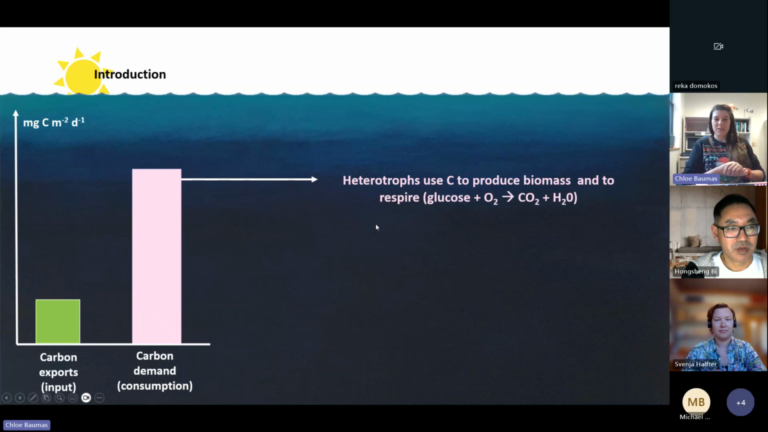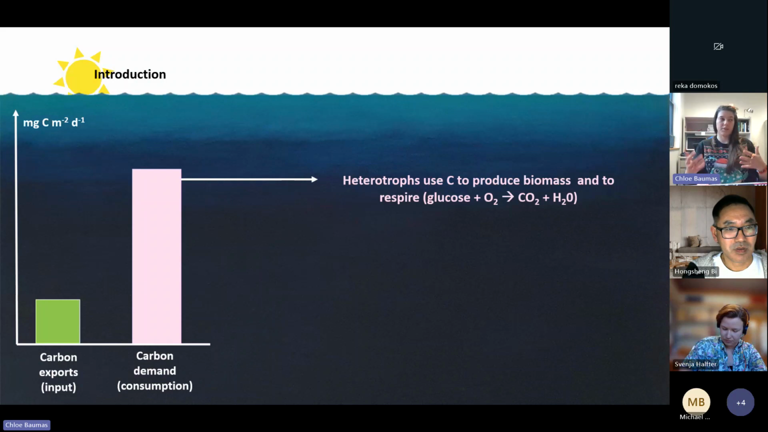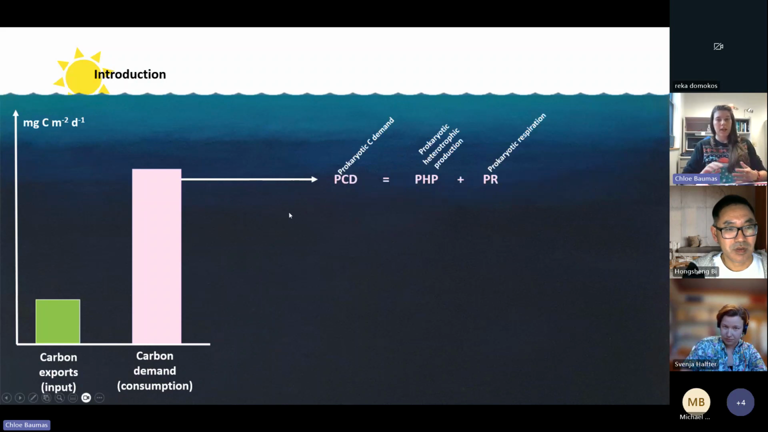So if we zoom a bit on this pink bar, it corresponds to the carbon demand of heterotrophic organisms. They use carbon for biomass production, growing, reproducing, and for their respiration. To estimate the carbon demand, we add their heterotrophic production to their respiration. And here I'll focus mainly on prokaryotes, but you could add the other organisms here.